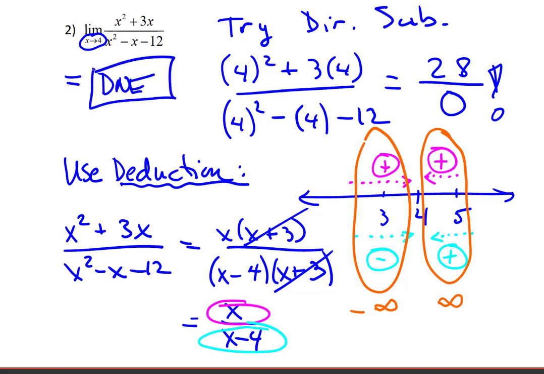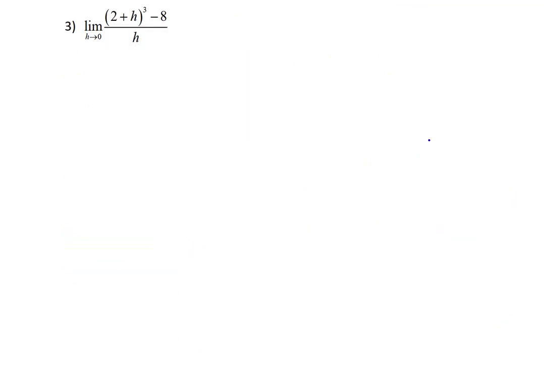There's not even one symbol that could summarize these two different infinities that we're approaching. So we just say DNE for this result. Let's try a third example.